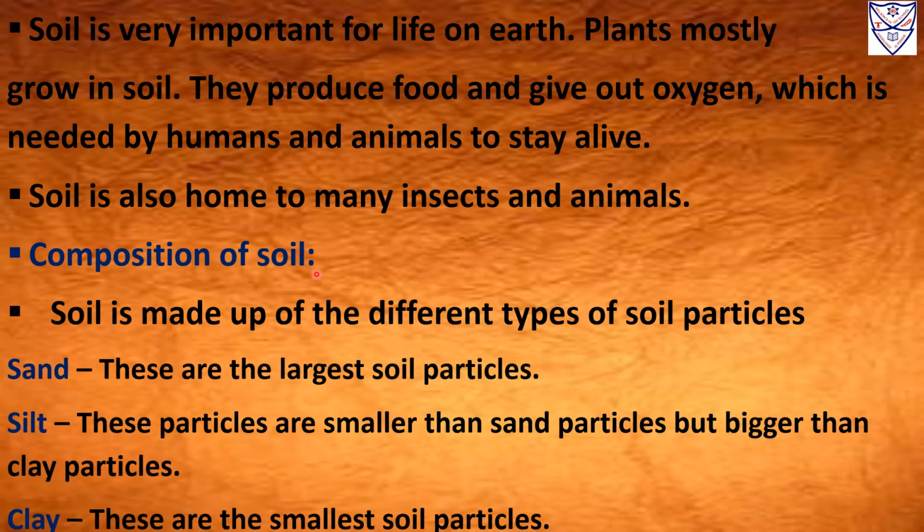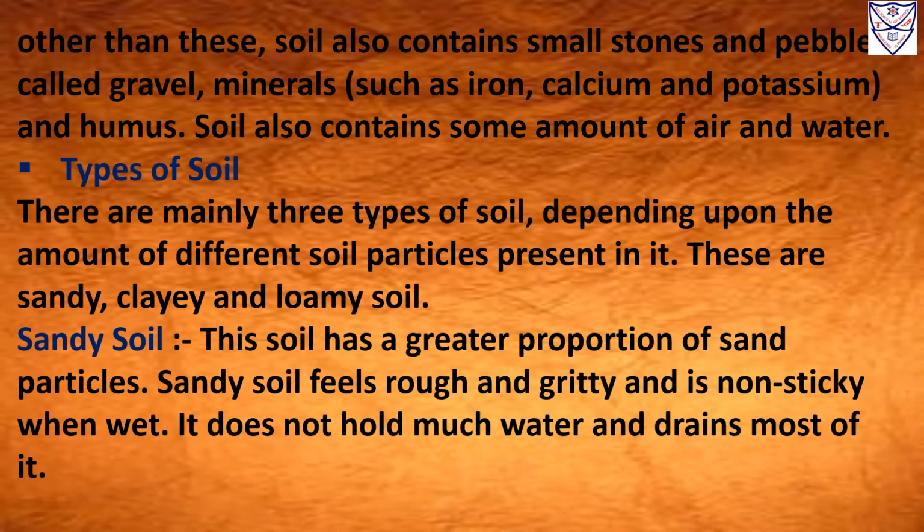Composition of soil. Soil is made up of different types of soil particles. Sand. These are the largest soil particles. Silt. These particles are smaller than sand particles but bigger than clay particles. Clay. These are the smallest soil particles. And soil also contains small stones and pebbles called gravel, minerals such as iron, calcium and potassium, and humus. Soil also contains some amount of air and water.